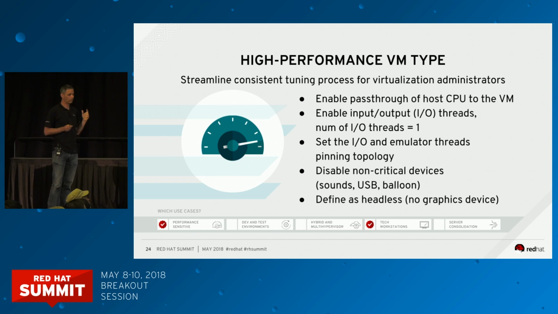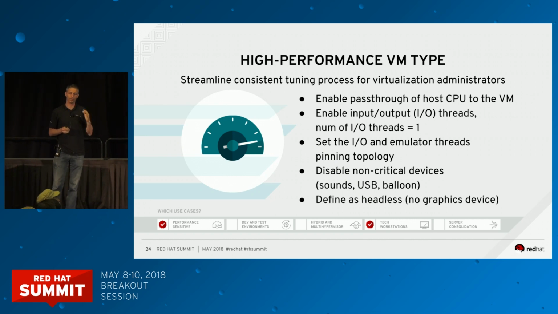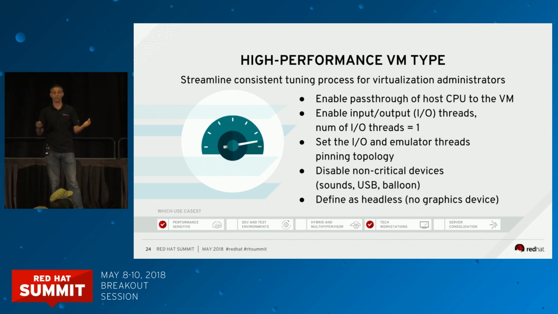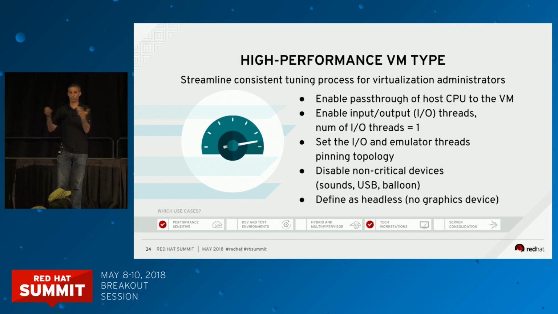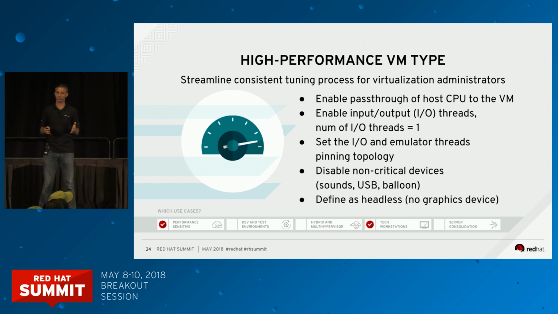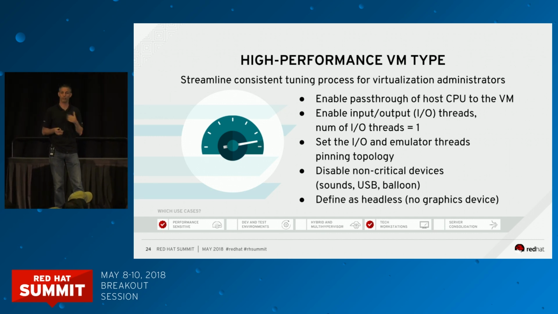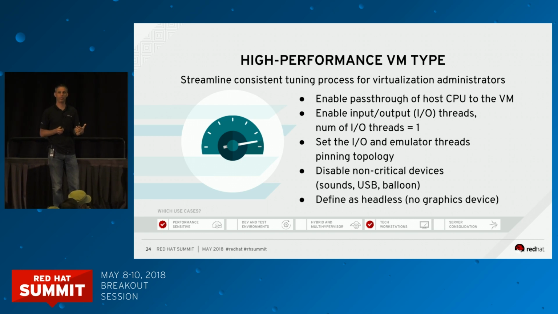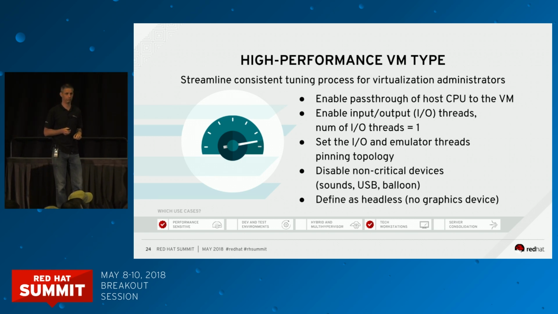We've introduced a new VM type. Alongside the desktop and the server, we now have a high-performance VM type. It takes away about half of the configuration options that are needed to configure a high-performance virtual machine. You still need to give it some of the data, for example, how much memory it needs, how many vCPUs, the NUMA topology, the vNUMA topology, and so on. But the rest, we take care of. It's really making the configuration of a high-performance VM much, much easier than it used to be.